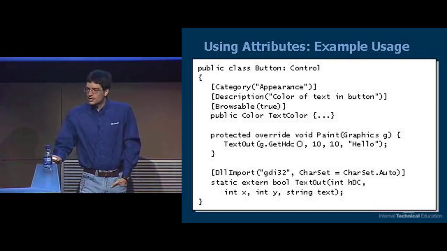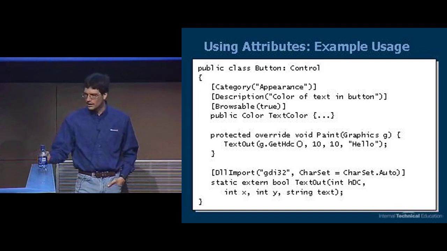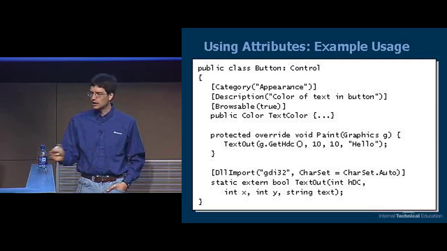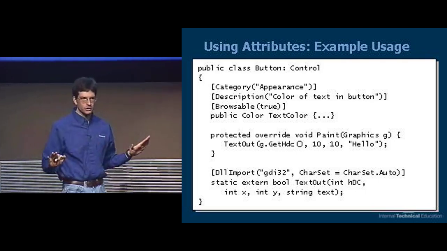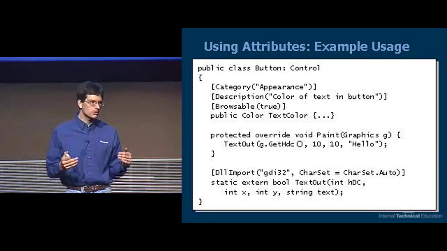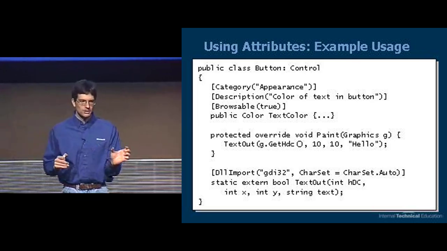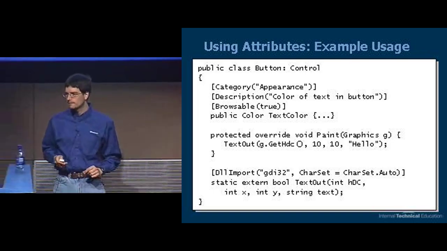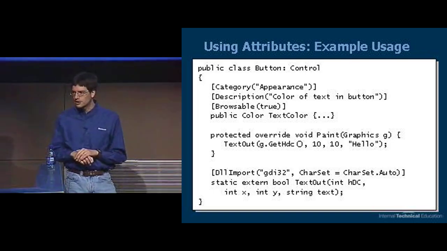So just to give you an example of a custom attribute here. The category, description, browsable and DLL import are all examples of usages of custom attributes. The custom attribute is actually the class that defines the browsable bit or the description bit. And we'll talk about how to build those.